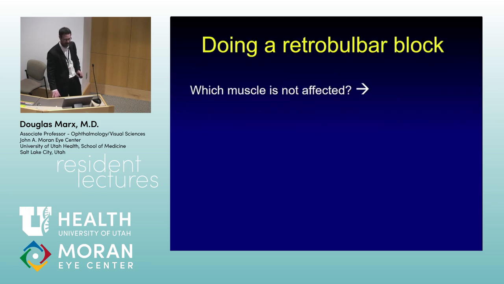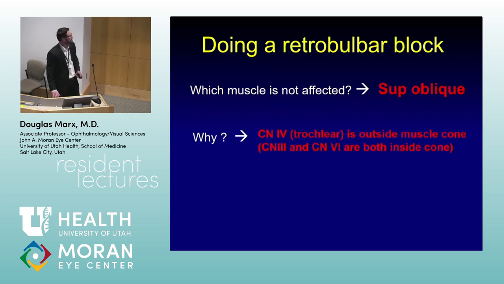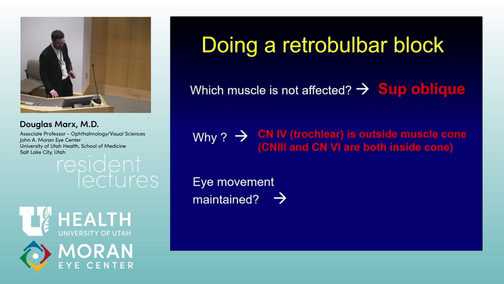Okay. Oh, man. Which muscle is not affected with a retrobulbar block? Okay. Why? Yeah, okay. So, these are just good to know. What are the possible complications of a retrobulbar block? Respiratory depression. Yeah? So, it can have permanent diplopia from it, right? Open globe. Yeah, all those things. Diplopia is actually a relatively common one that doesn't go away. So, good to know. Eye movement maintained in cyclotorsion.